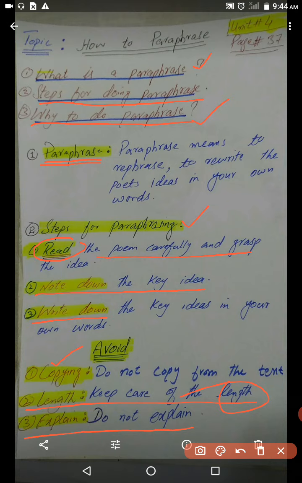The second importance can be that it sharpens your mind, because when you are doing paraphrase, you are trying to pick ideas from the poems, and it enables you to pick ideas from the text everywhere and anytime. So sharpening your mind is also a significance of doing paraphrase. So that was about paraphrase.